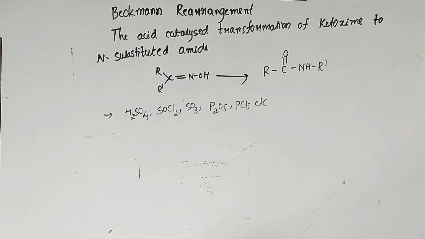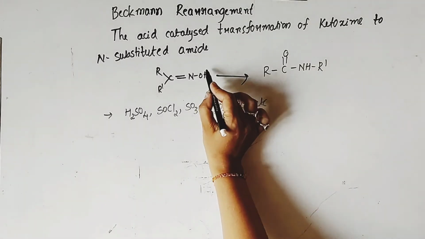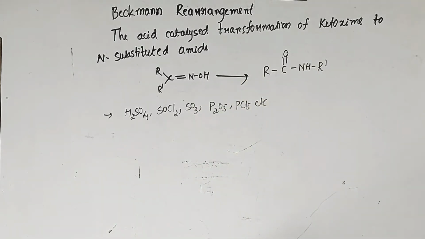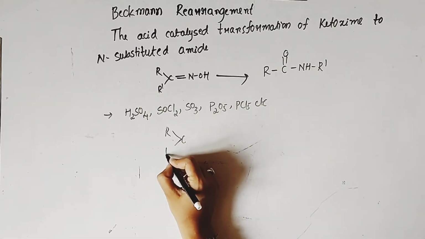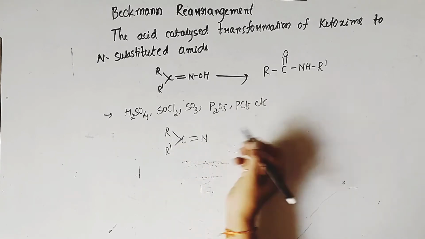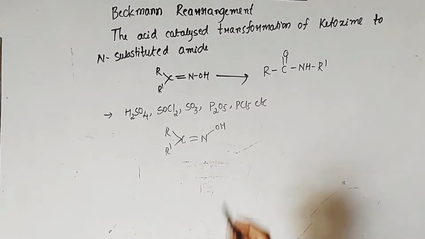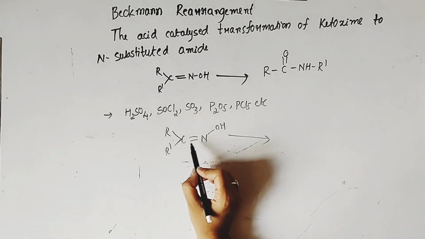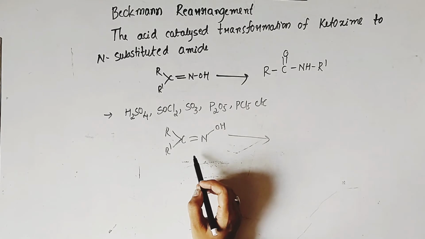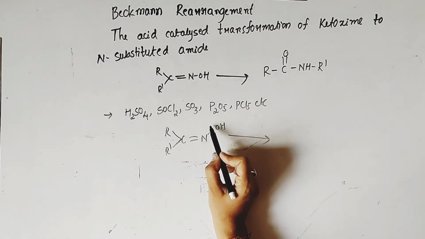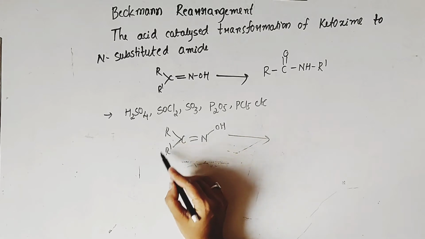And in Beckmann rearrangement, the group which is trans to the OH group, that is the hydroxyl group, is migrated. So simply I will write here R, C, R dash, and I will take N and OH. See, as carbon to carbon double bond will form trans and cis isomers, similarly carbon to nitrogen double bond will also form cis and trans isomers. And then the group which is trans to the hydroxyl group is migrated here.